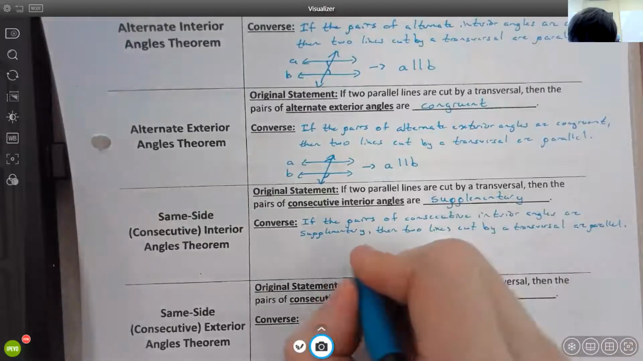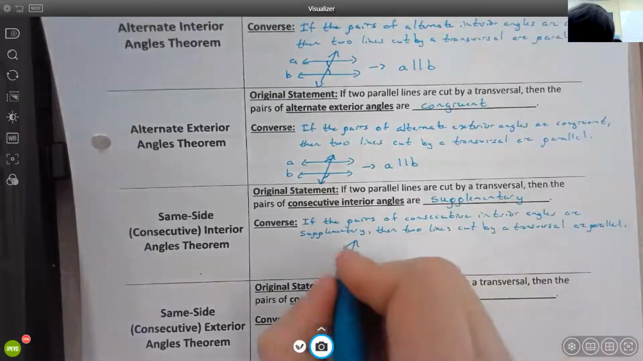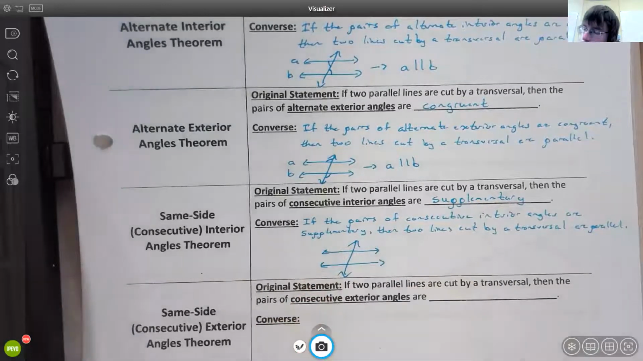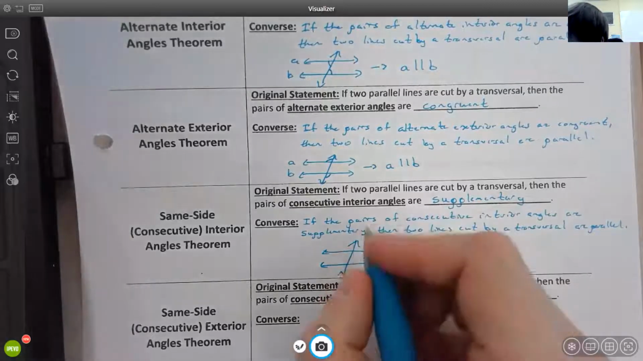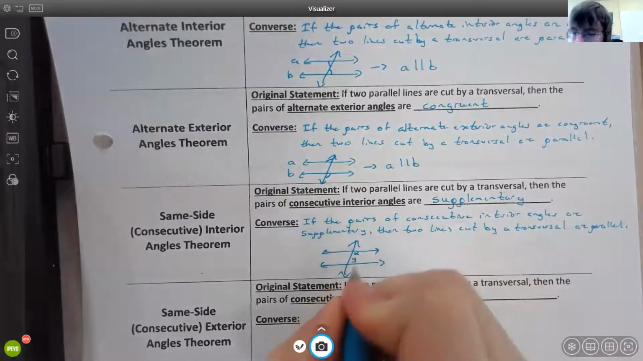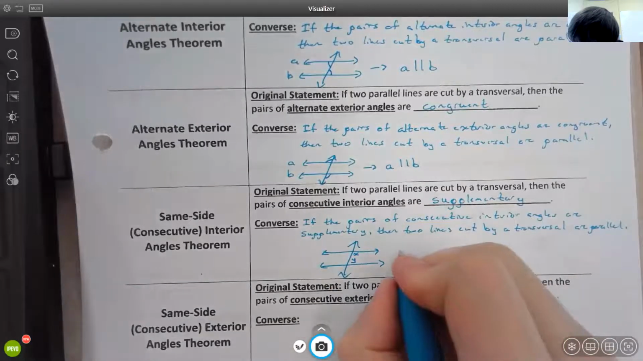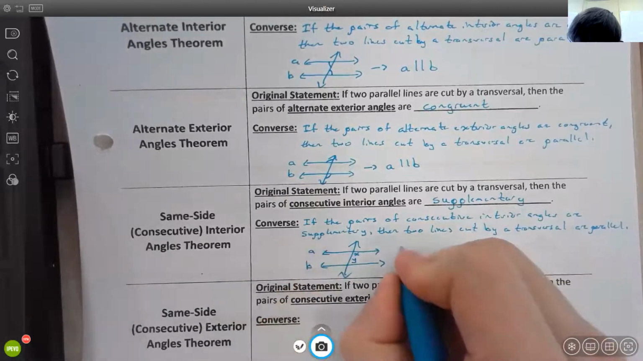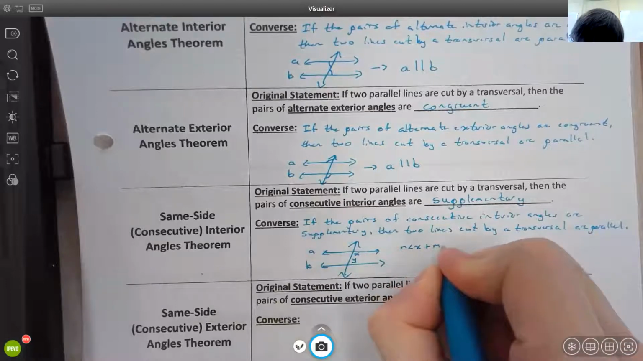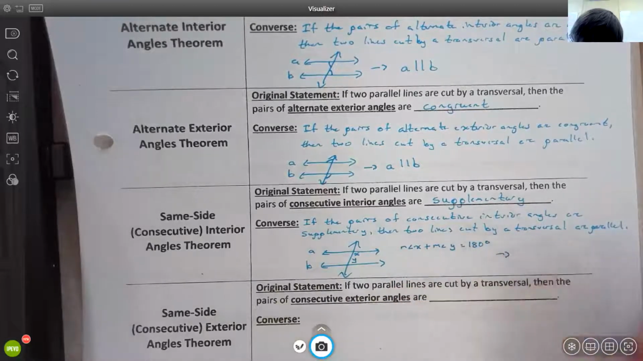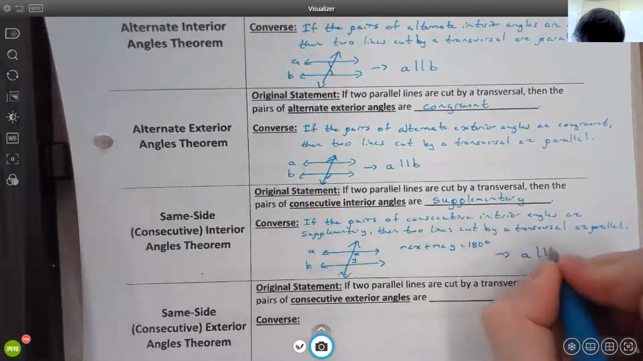Okay, and so if we draw out our diagram here again, now this time we want the consecutive interior angles to be supplementary. Well, we can't really just make a mark on there. So I'm going to write an X and a Y in place of those two angles. If the measure of angle X plus the measure of angle Y is equal to 180 degrees, this implies that A is parallel to B.